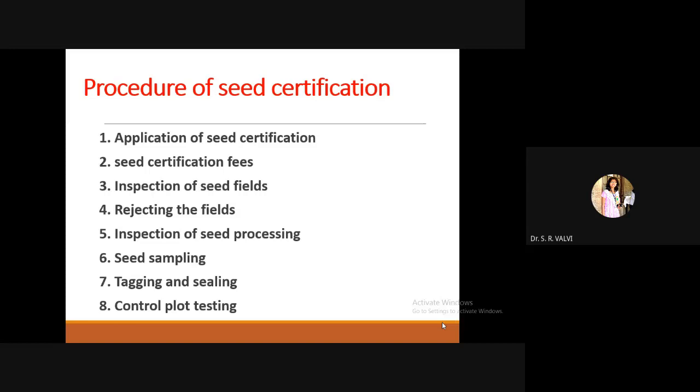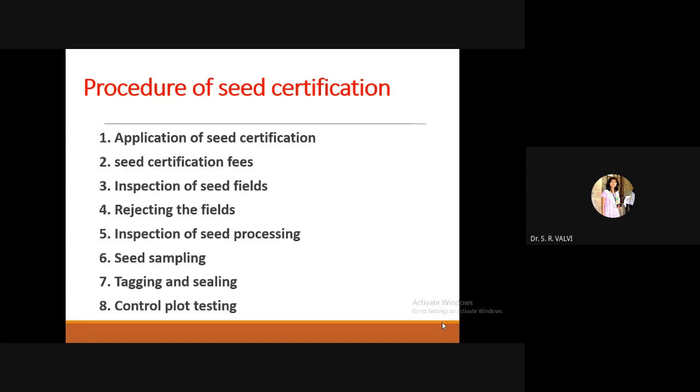seed certification. Now what is the actual procedure of seed certification? There are a total of 8 steps in the procedure of seed certification. First is application of seed certification. Second, seed certification fees. Third, inspection of seed fields. Fourth one is rejecting the fields. Fifth is inspection of seed processing. Next, seed sampling, tagging and selling. And finally, control plot testing. So all these 8 steps should be done for seed certification. One by one, we will see these steps.